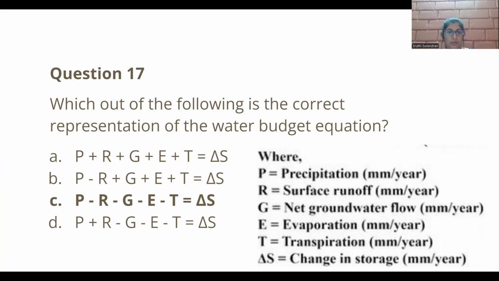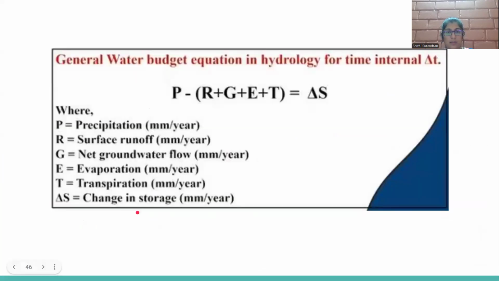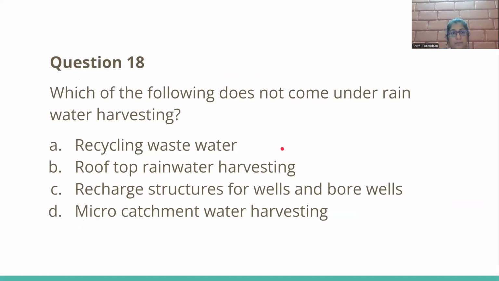Okay, let's move on to the next question. This is the explanation for it. R, G, E, and T are the outflow components. So P minus R minus G minus E minus T, or P minus the bracket R plus G plus E plus T, will be the change in storage.